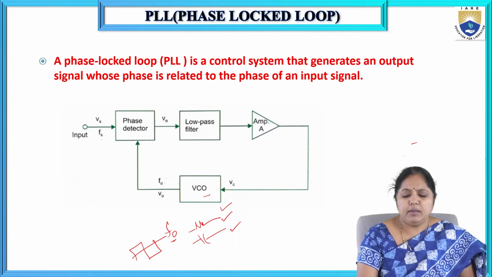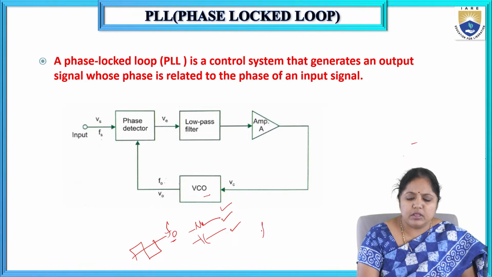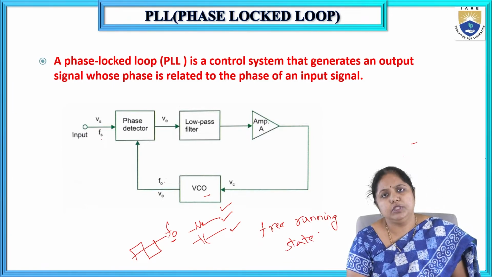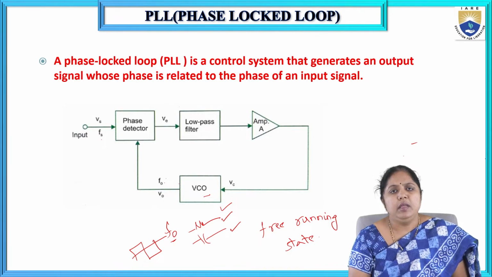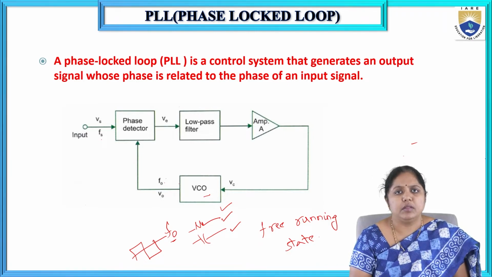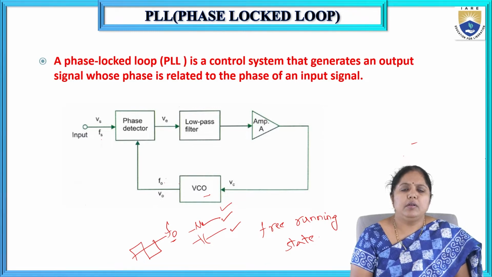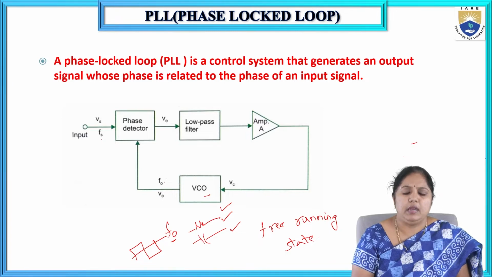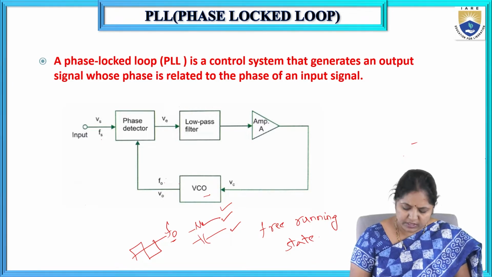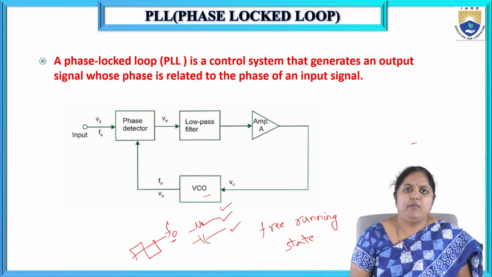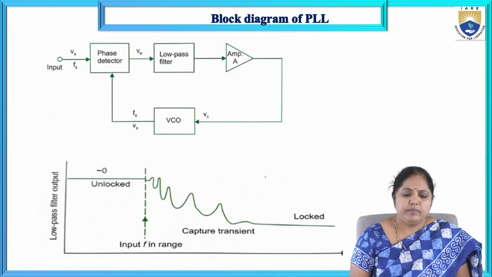At that time the circuit is said to be in the free running state. Free running state means without giving any input value. Simply your VCO will generate the output based on the external resistance and capacitance. That running mode is called the free running state of the PLL. Okay, so let us go a little bit further and see the graphical representation of this.